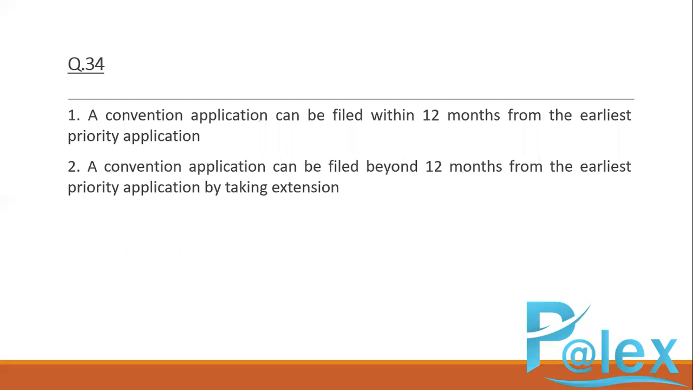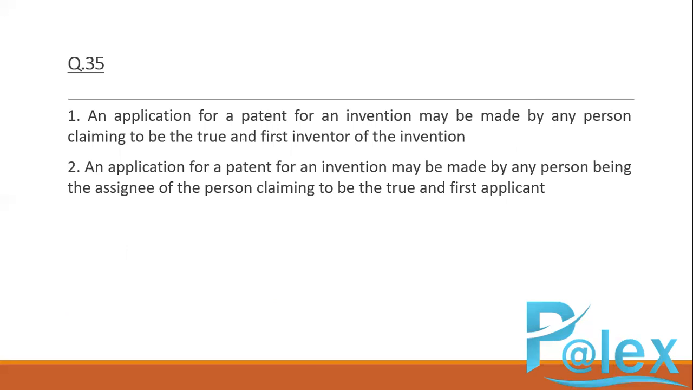Question 34. Convention application can be filed within 12 months from the earliest priority application. This is a true statement. Convention application can be filed beyond 12 months from earliest priority by taking extension. This is not allowed. The second statement is false. First statement is true.